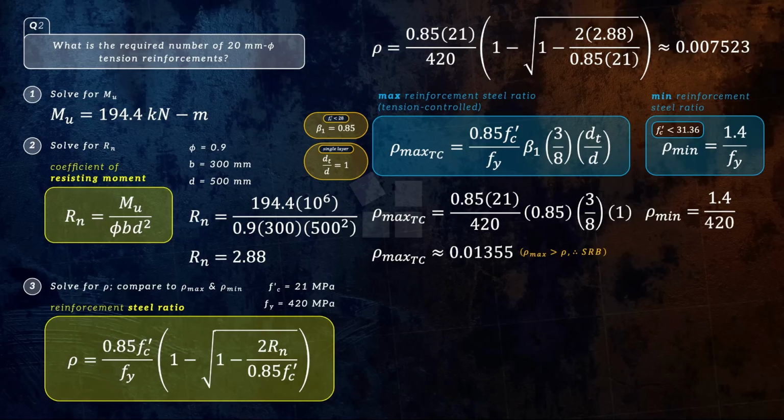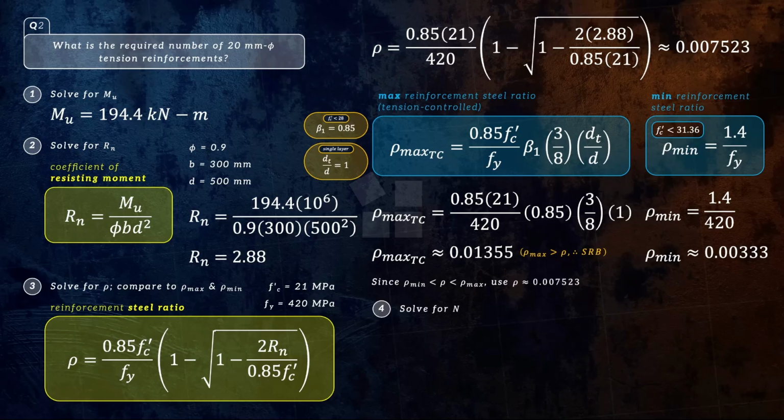Solving for the value of rho min, we will get a value approximately equal to 0.00333. Notice that rho is greater than rho min but is still less than rho max. Since the value of rho we computed a while ago exceeds the minimum but remains below the maximum, that value is safe and should be the rho we must use.